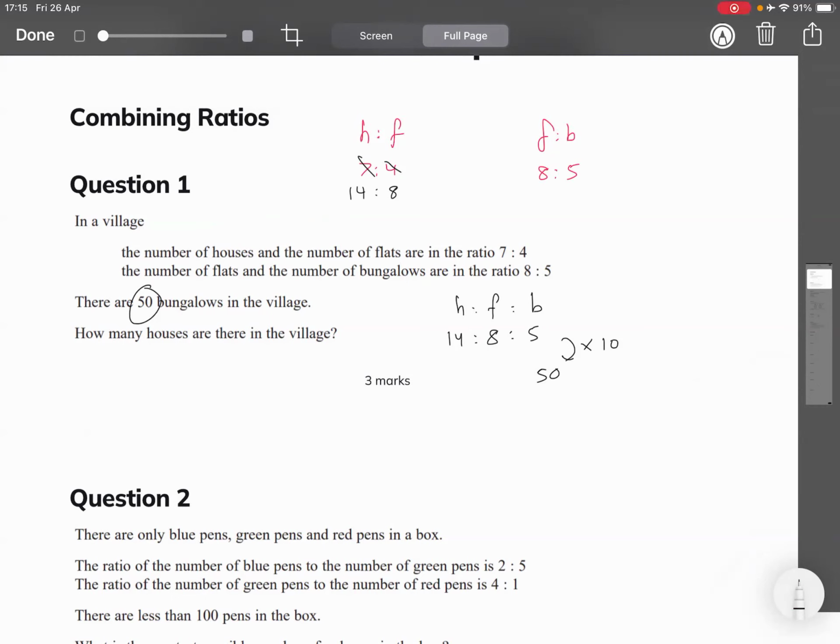Remember, this has been simplified, isn't it? So how many houses would there be? 5 times 10 is 50, but that's the bungalows. For the houses, you just do 14 times 10, 140. Good. So the answer is 140.